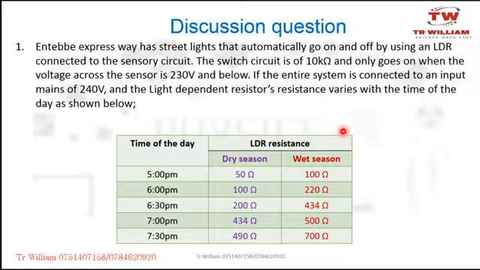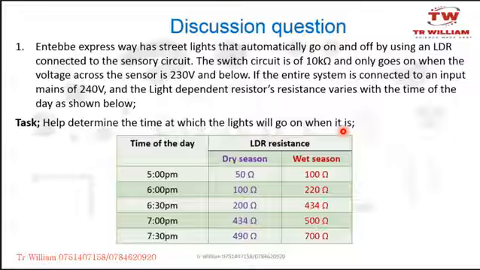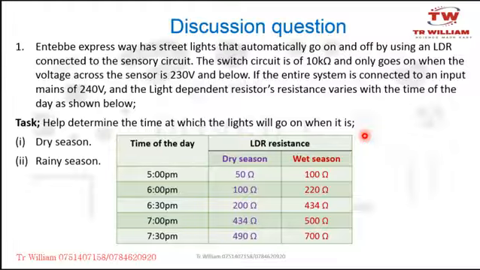Okay. Now the task. You help determine the time at which the lights will go on when it is dry season and when it is rainy season. You have to use your calculation and determine at what time the lights will be switching on. Remember, the condition is they only switch on when the voltage reaches 230 volts or below. So you need to determine in dry season at what time it will be switching on, and in a rainy season, at what time it will be switching on.